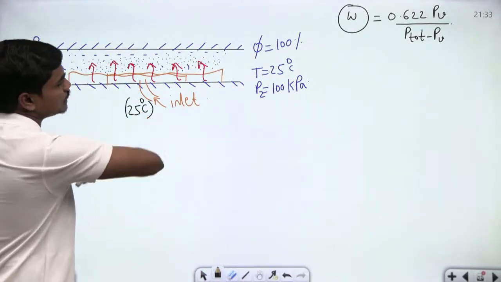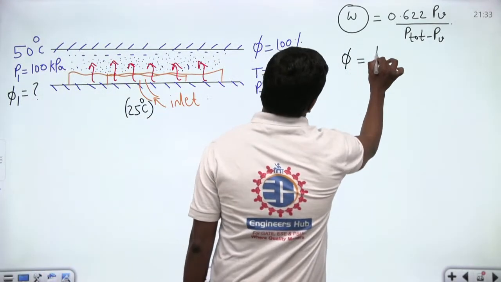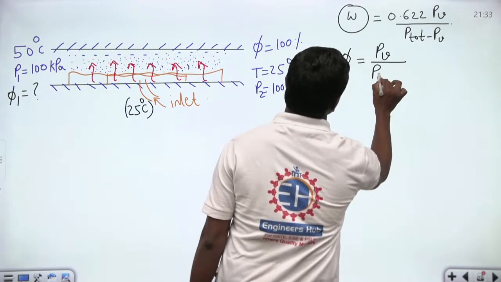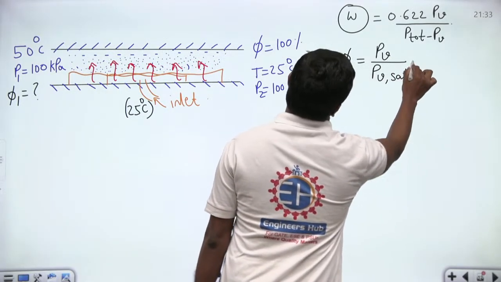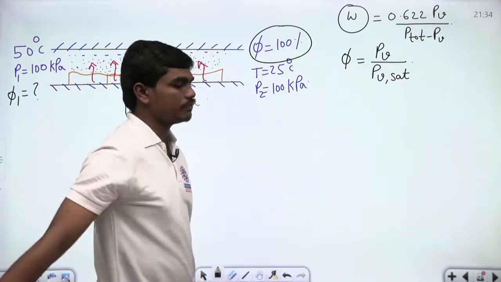Next, this is the iteration for omega. One thing is very clear, phi is nothing but PV divided by P saturated at that same condition. So this is the relation. Now if you consider the exit condition, your phi is 100%.